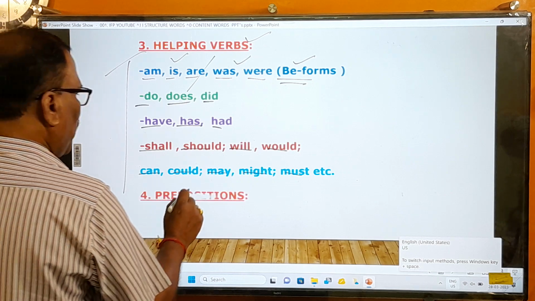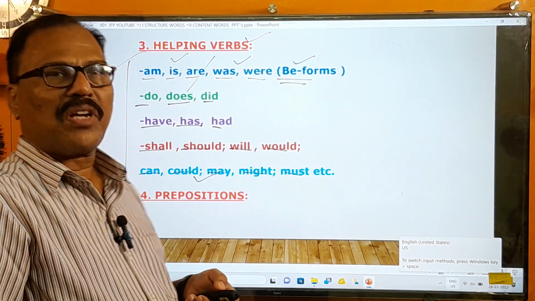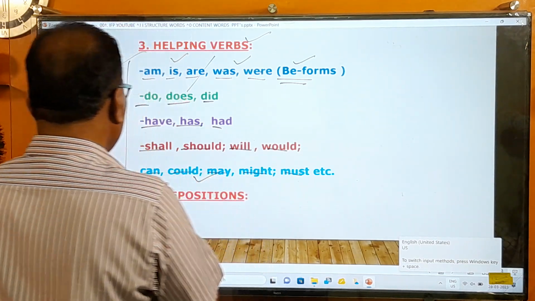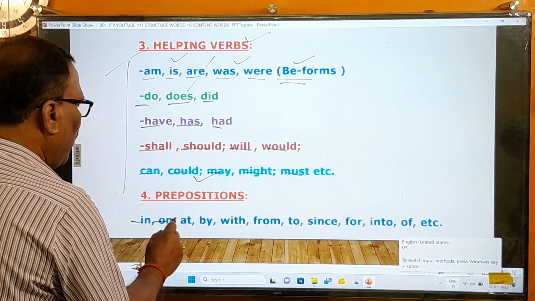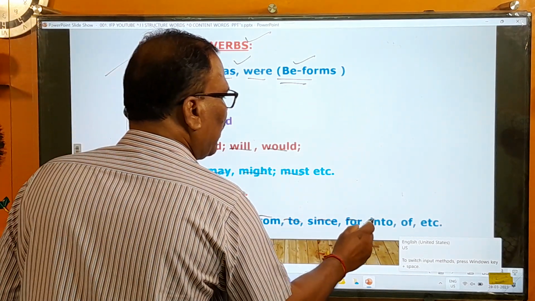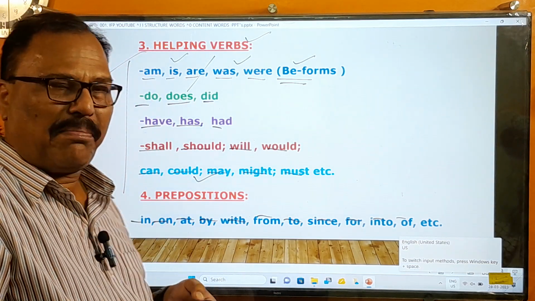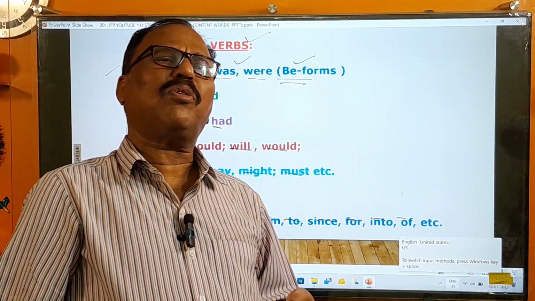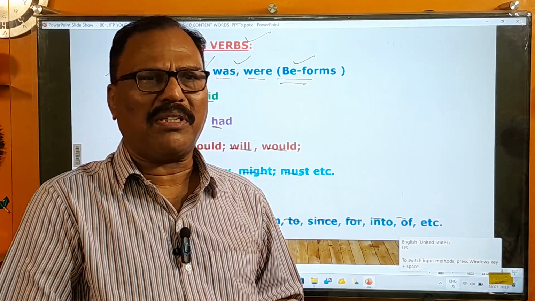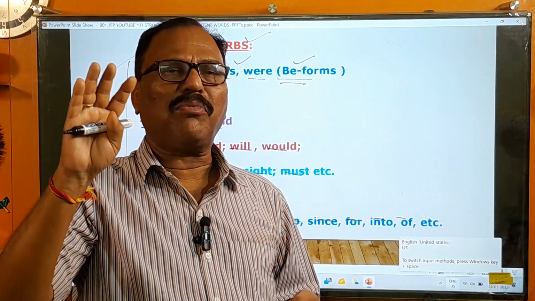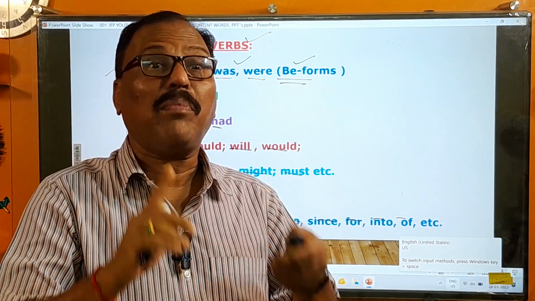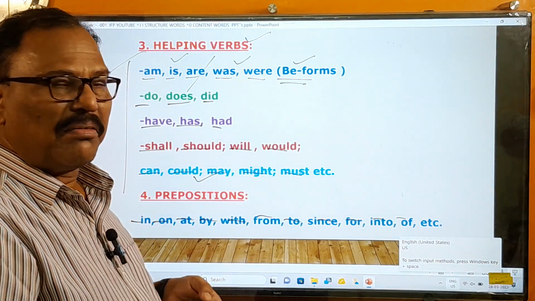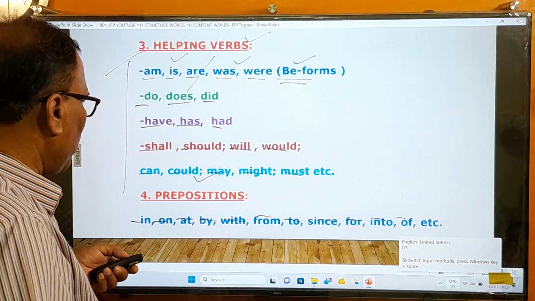And then comes prepositions. Prepositions are also structure words. What are the prepositions? Prepositions are in, on, at, by, with, from, to, since, for, into, of. There are three kinds of prepositions: simple prepositions, compound prepositions, phrase prepositions. All about these prepositions I'm going to deal with in some other videos. Don't worry about that. I'm going to give you a very elaborate picture, so you can get a command of all the uses of these prepositions.